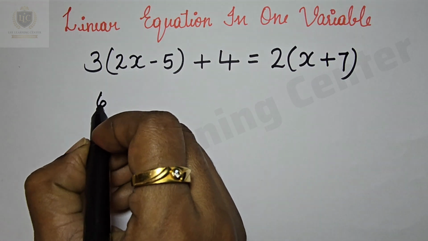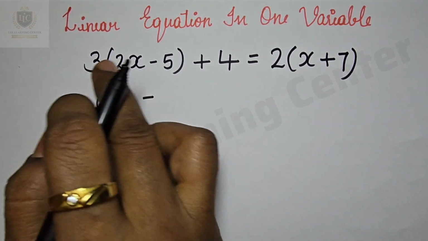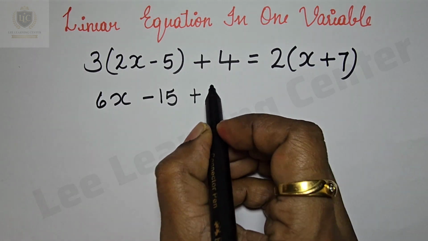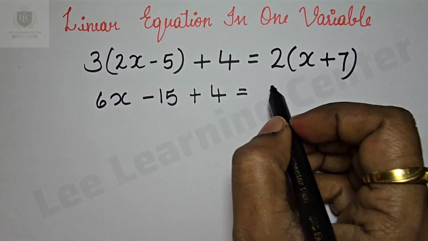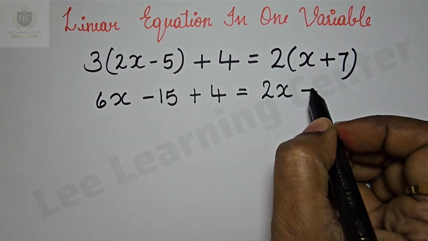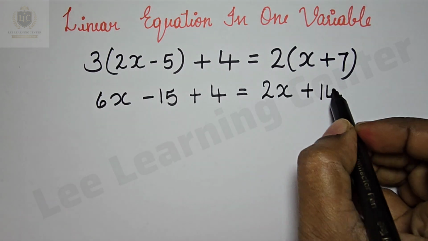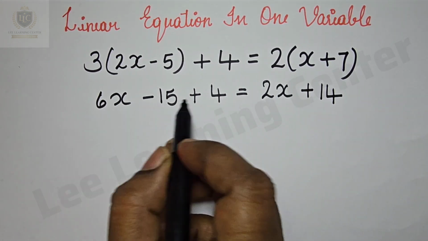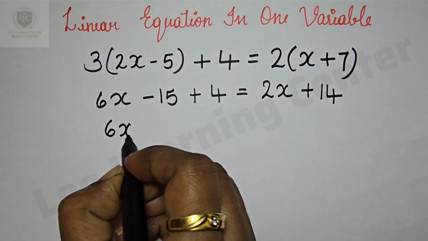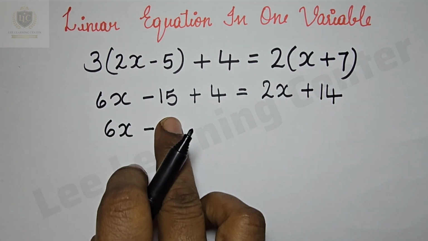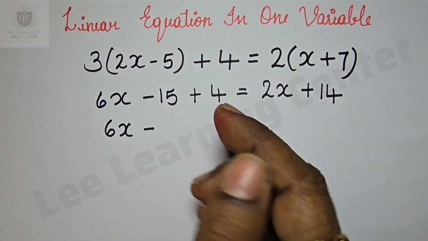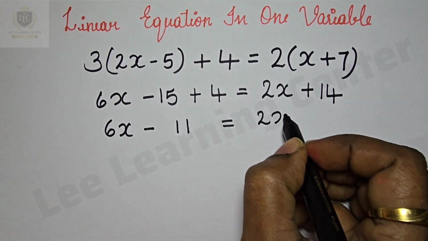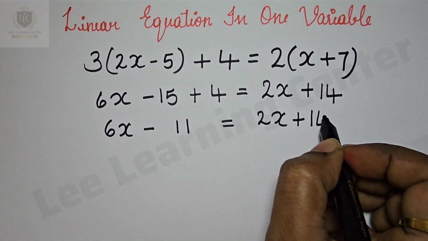3 2s are 6, 6x, plus into minus, minus, 3 5s are 15, plus 4, is equal to 2 1s are 2x, plus into plus, plus, 2 7s are 14. Let's write down the 6x as it is because we don't have any variable. So here, minus 15 plus 4. So it's minus 11 is equal to 2x plus 14.